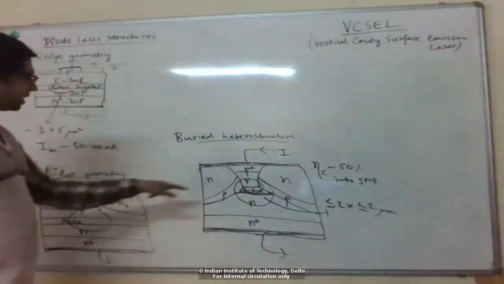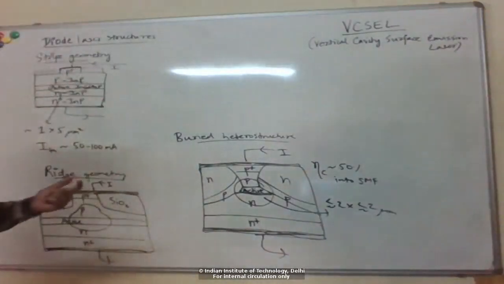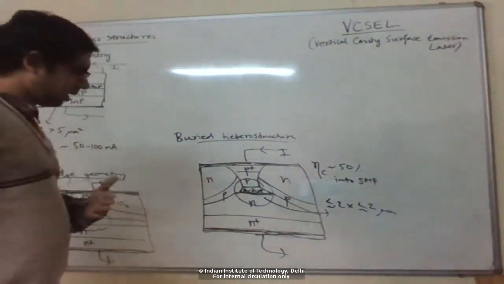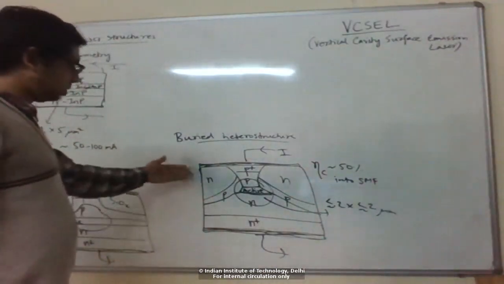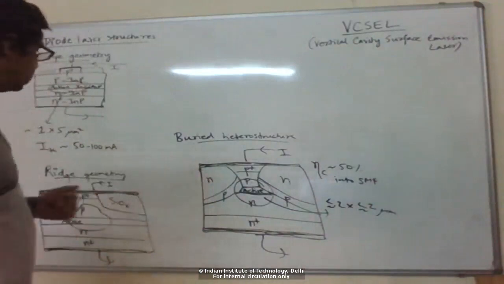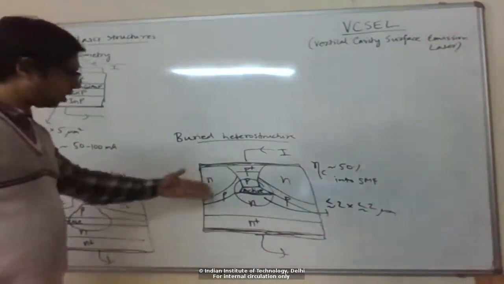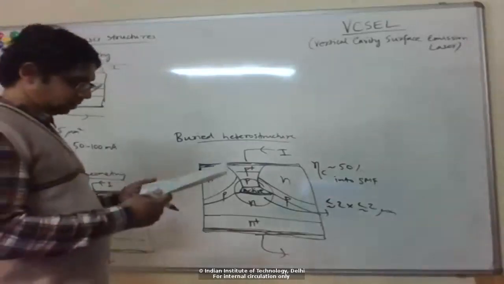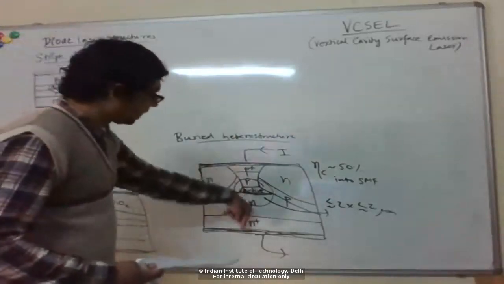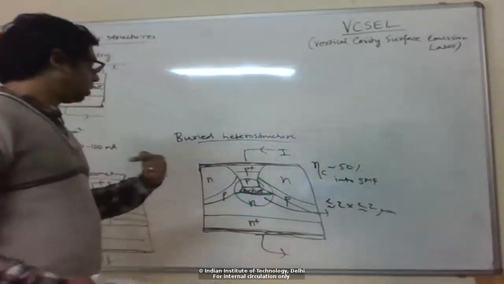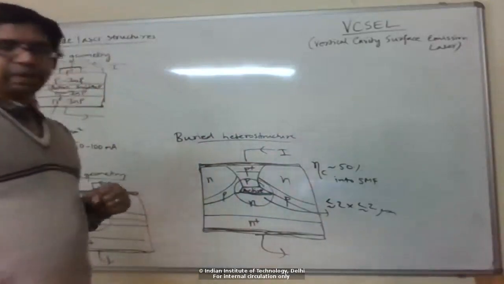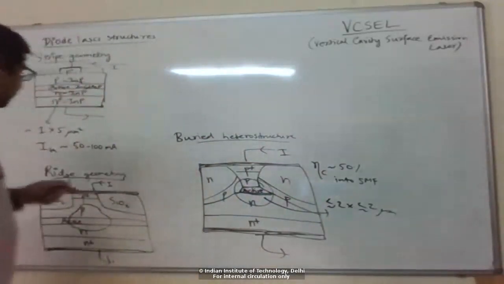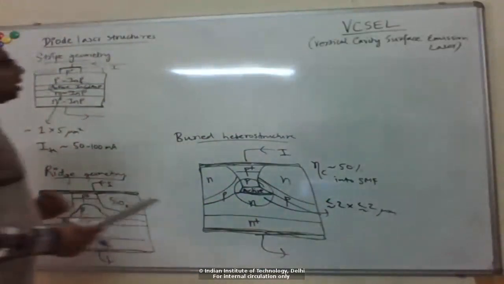so in all these three structures, right, the cavity is sort of in the horizontal direction, right? So along the length of the device. Like the current is injected in the vertical direction, but the cavity is in the perpendicular direction, the horizontal direction, right, into the board in this case.